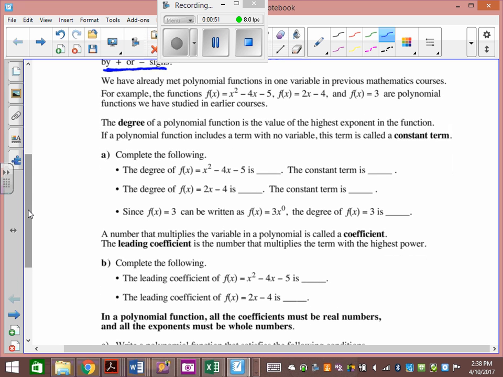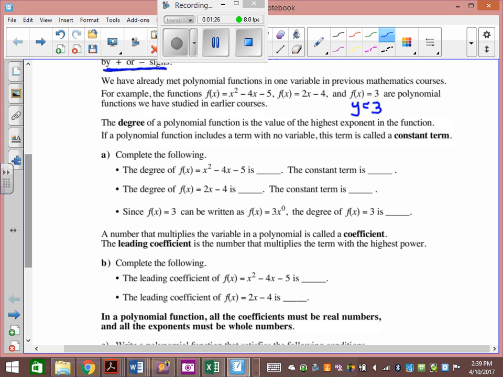So we've already met polynomial functions in one variable in previous mathematics courses. For example, this is a what? X squared minus 4x minus 5. What kind of polynomial? It's a trinomial, but also we called it what last year? Nope. Starts with a Q. Quadratic. This one starts with an L. Linear, because it makes a line, right? And then this is a constant. This is the same. Remember, f of x for the most part is the same as saying y equals 3.